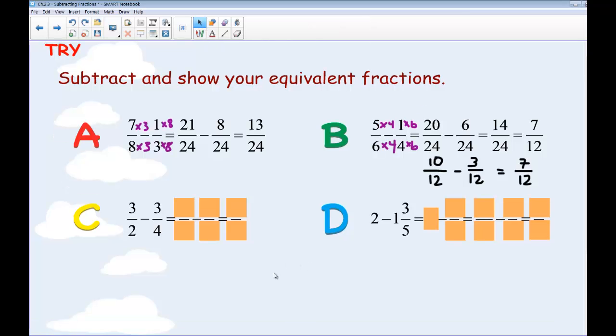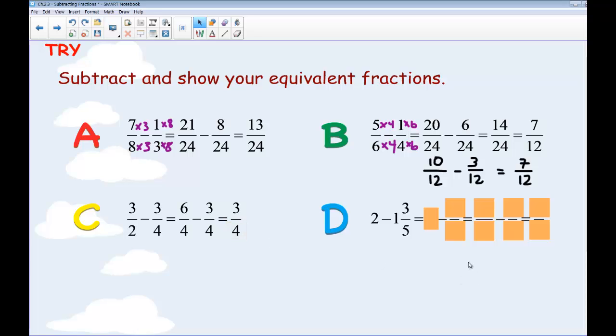Now this third question, C, 3/2 minus 3/4. The common denominator is 4. Because 3/4 already has the common denominator 4, we don't need to multiply anything. So it stays as 3/4. The 3/2 we need to multiply by 2 on the top and bottom, so we get to a 6. So 6 minus the 3 brings us to 3/4.